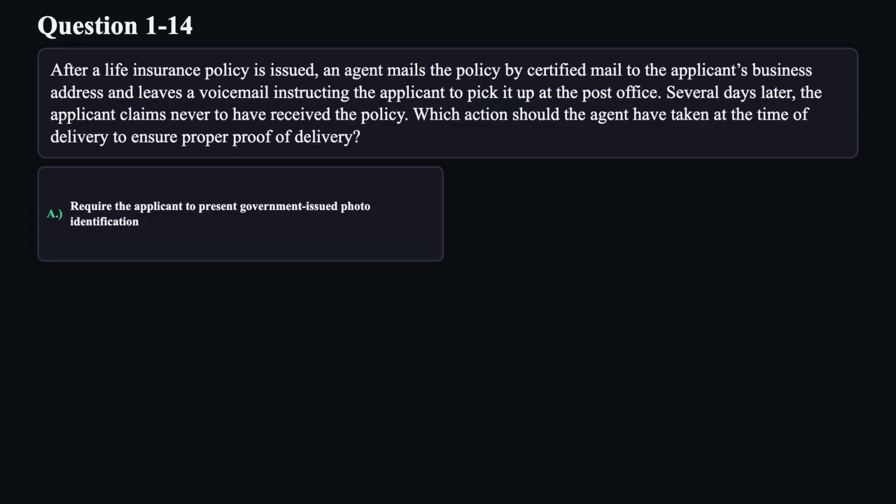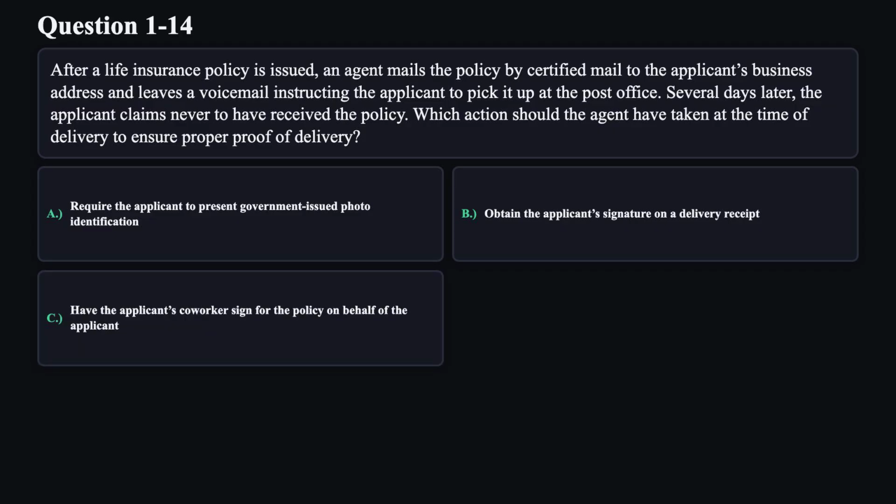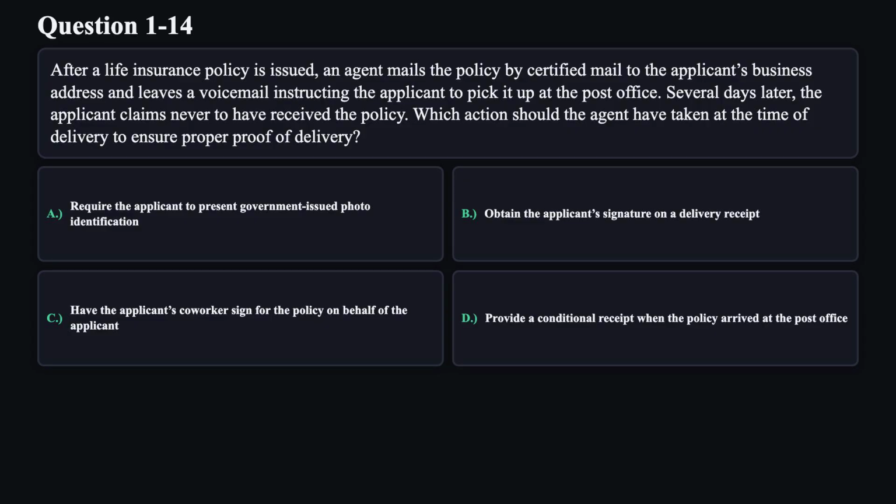A. Require the applicant to present government-issued photo identification. B. Obtain the applicant's signature on a delivery receipt. C. Have the applicant's coworker sign for the policy on behalf of the applicant. D. Provide a conditional receipt when the policy arrived at the post office.